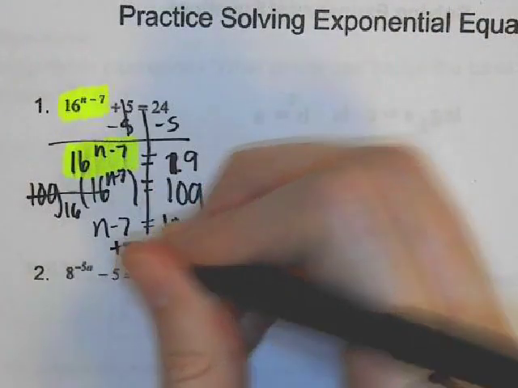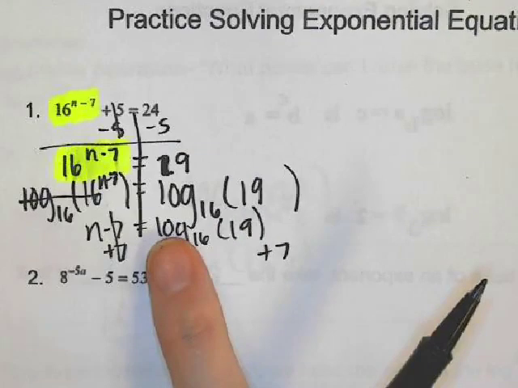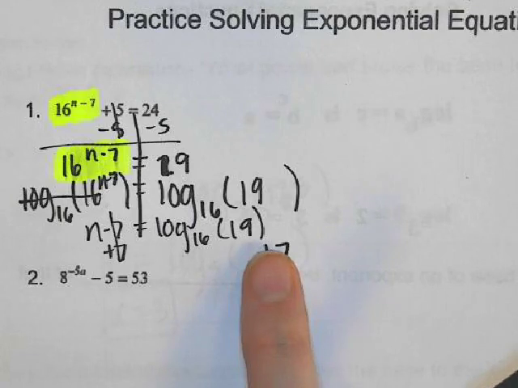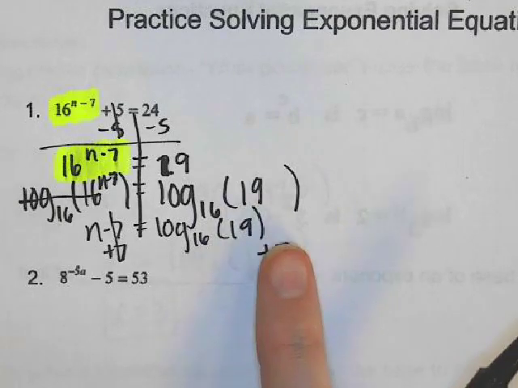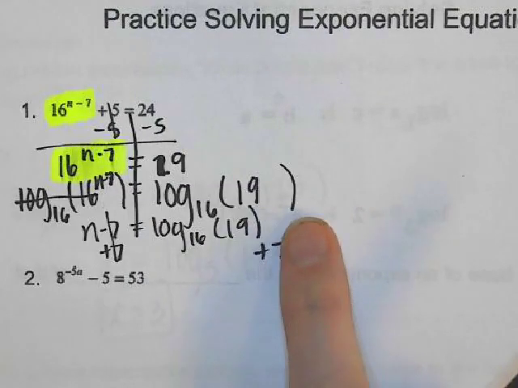So I'm going to add the 7 first to the other side. Notice I took the log of 19 before I added 7. Therefore, I cannot put 19 plus 7 inside the log. I have to keep the 7 outside of the parentheses.